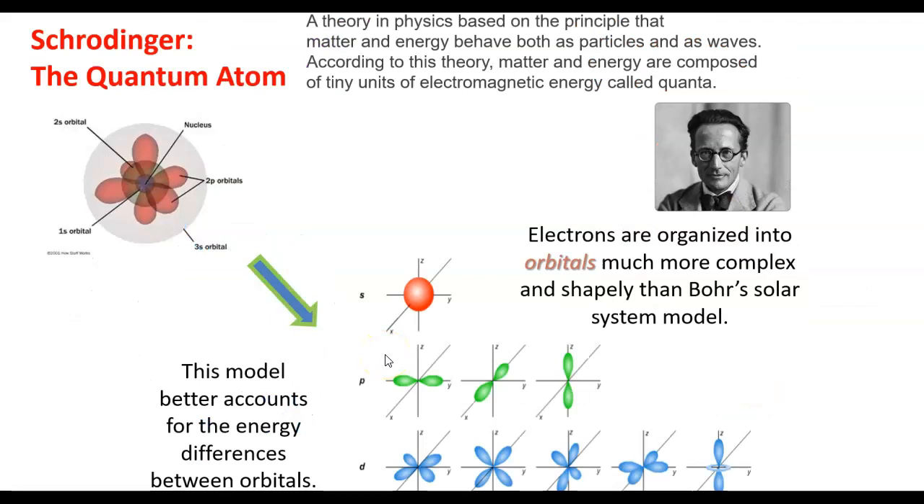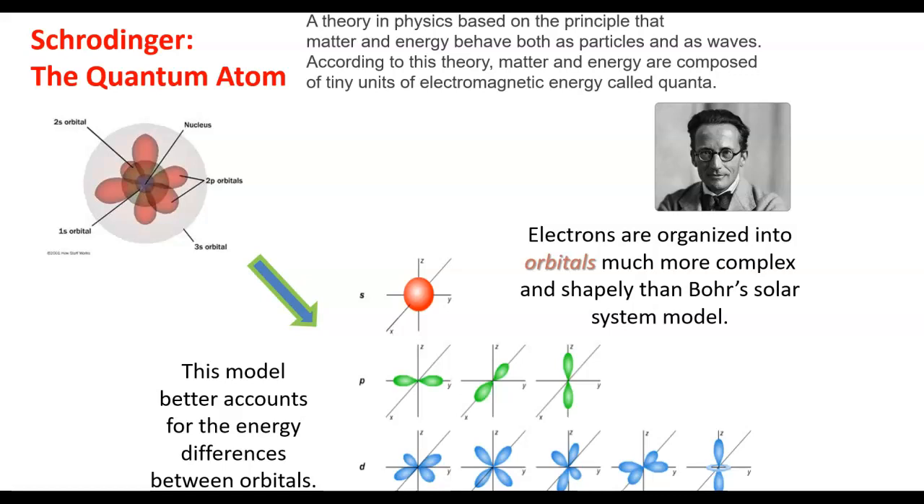And so up here, what is the quantum atom? Over at the top, it says a theory in physics based on the principle that matter and energy behave both as particles and as waves. According to the theory, matter and energy are composed of tiny units of electromagnetic energy called quanta, which is where the name quantum comes from. So the quantum atom.